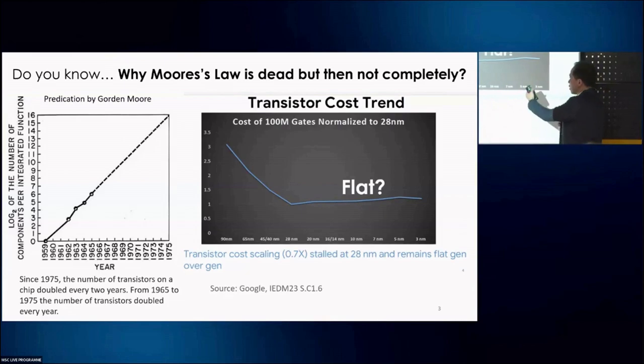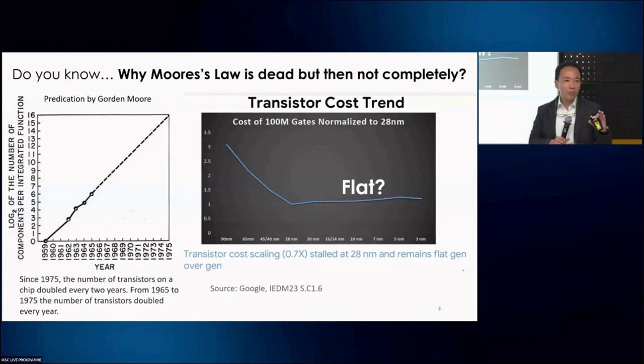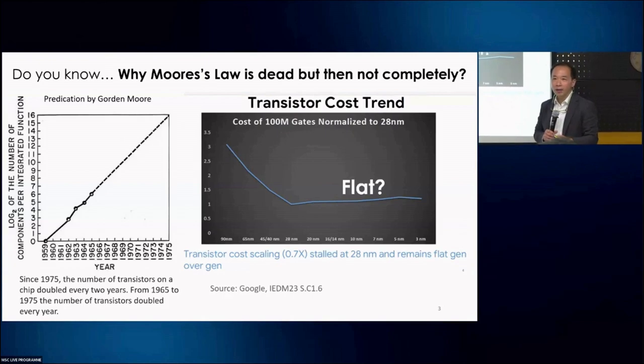And today we are heading into 3 nanometers, and the cost of transistors hasn't come down. This is another area related that you might learn about in this course, right? About what's the value proposition of scaling when the cost per transistor is flat.